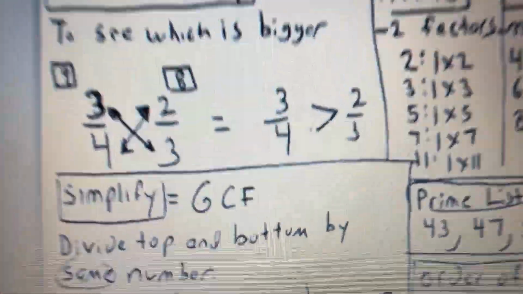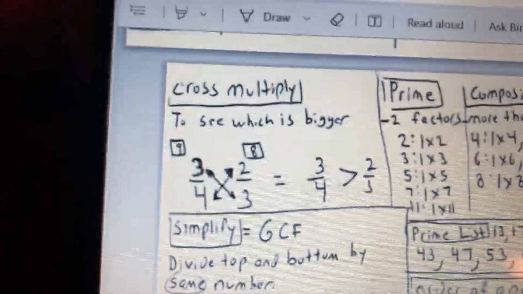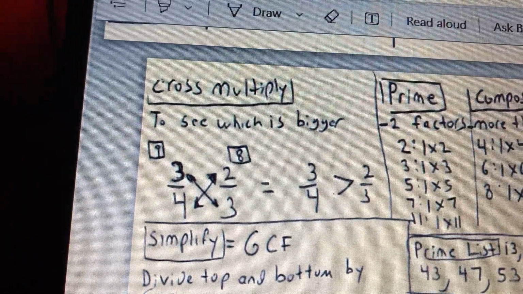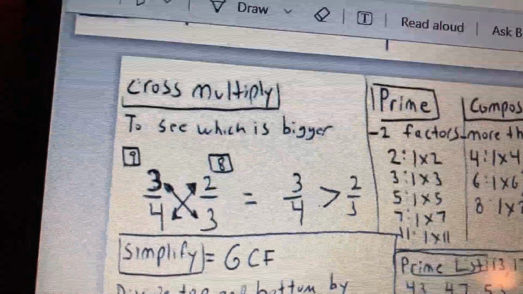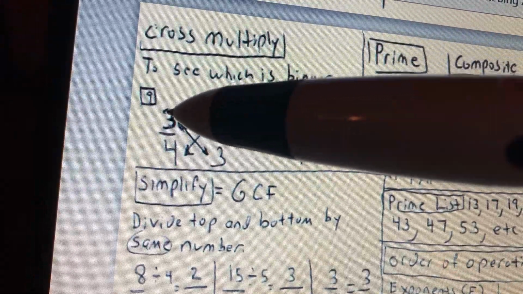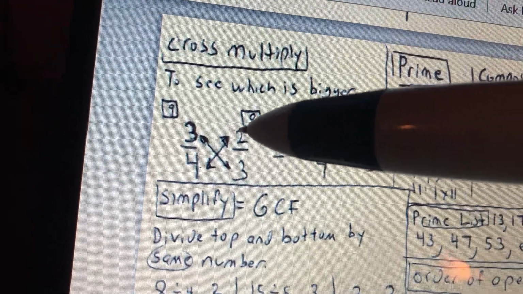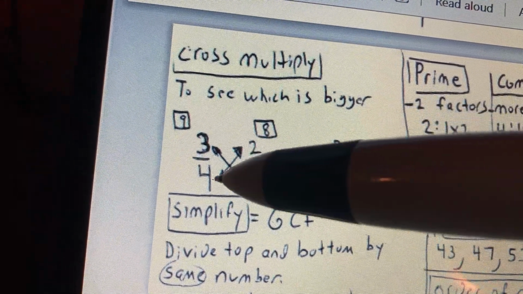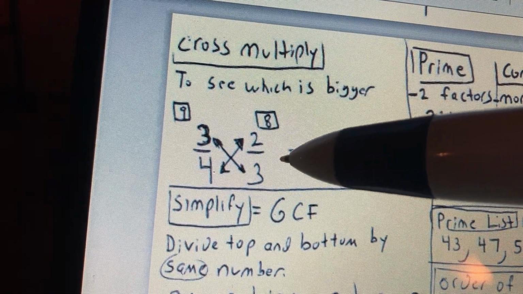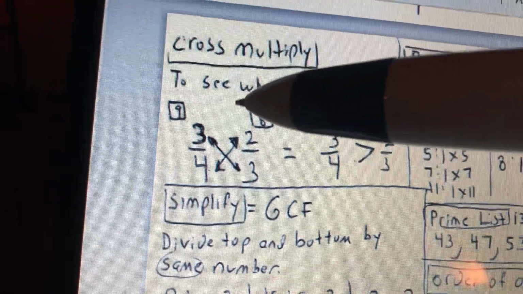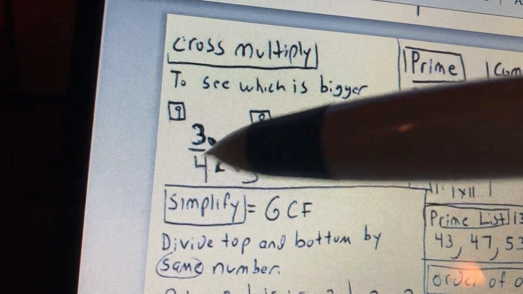Cross multiply. The main reason to do that is just to see which one's bigger. Let me even grab, let's use this pen today, right here. See right there? 3/4 and 2/3, which is bigger? Well, if you know the decimals that you should memorize, you know that's 75 cents, and that's about 66, closer to 67 cents. But you can also cross multiply.